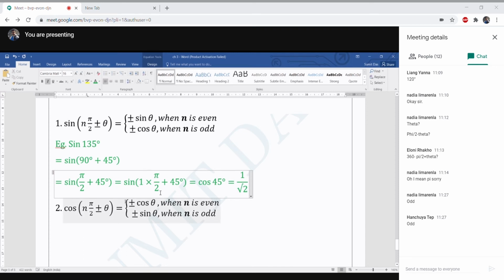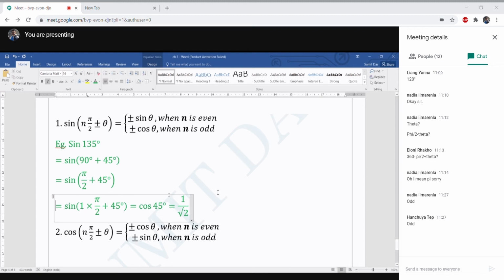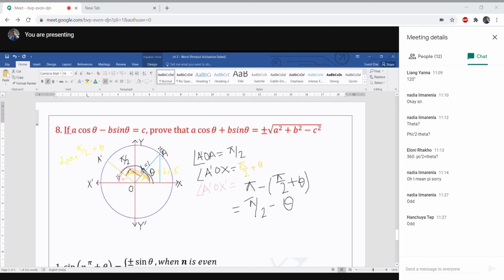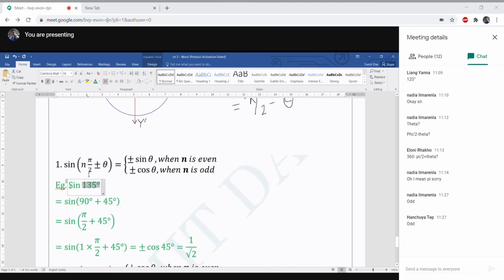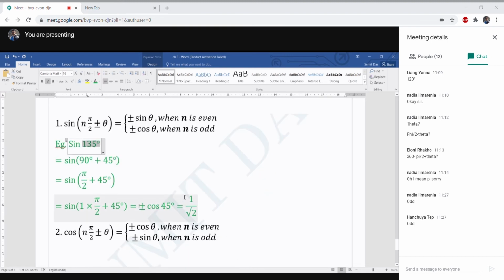Now, after that, we have to decide whether it will be plus or minus. How will we decide? We got cos 45, but how will we decide it is plus or minus? We will decide from this sine 135 degree. In which quadrant will 135 degree be? 135 will be in the second quadrant, right? Because this is 180 and this is 135. So in the second quadrant, sine is positive, right? So if sine is positive, this will be only positive. So its value will be plus 1 by root 2.